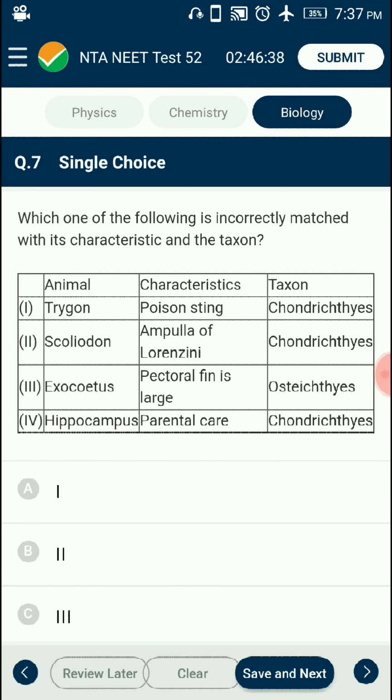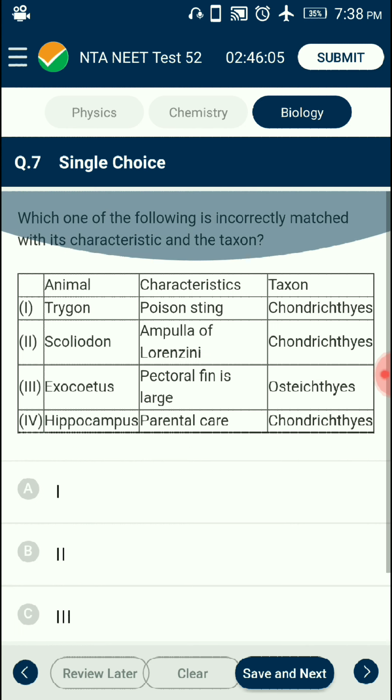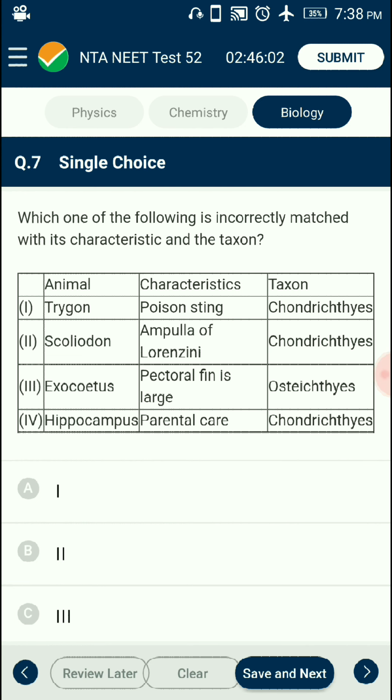Exocoetus and Hippocampus also belong to the phylum Chordata, subphylum Vertebrata, superclass Pisces, but the class Osteichthyes. Exocoetus, also known as flying fish, possesses large pectoral fins, and Hippocampus, commonly known as seahorse, exhibits a special feature of parental care, where the male partner takes care of the eggs until hatching. So the answer is option D. From the given 4 statements, the fourth one is incorrectly matched.